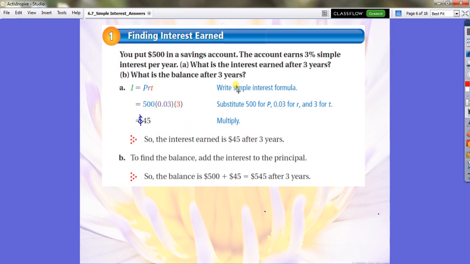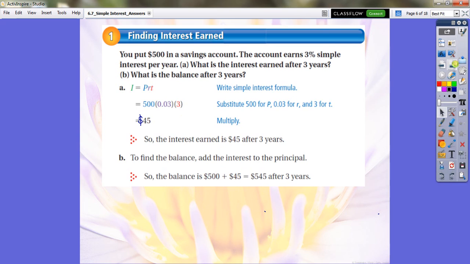The balance then of your account after 3 years, assuming nothing has changed, is $500, the original amount, plus the $45 in interest, so a total of $545.